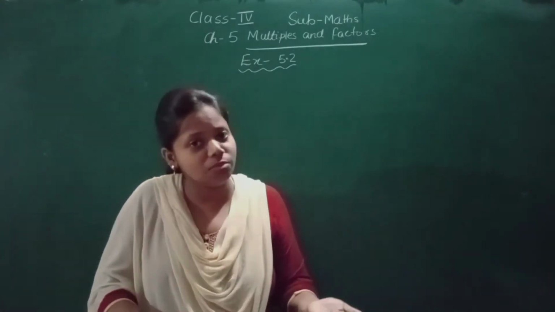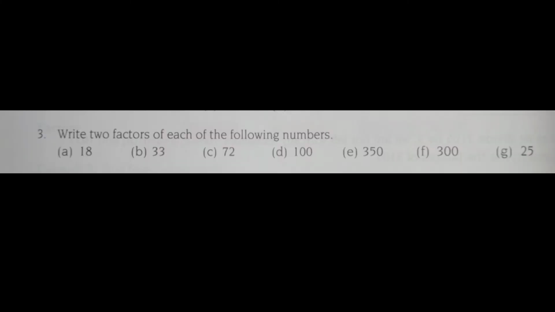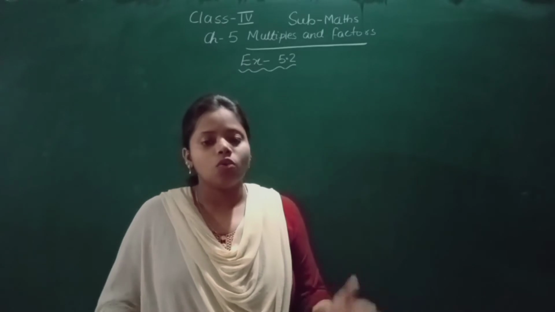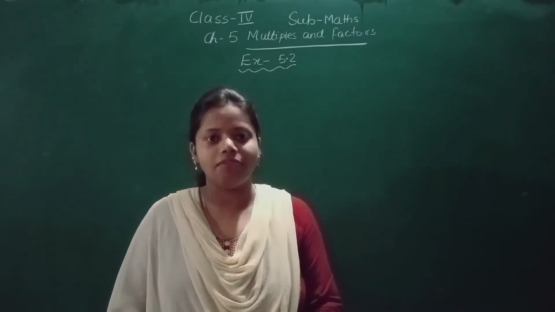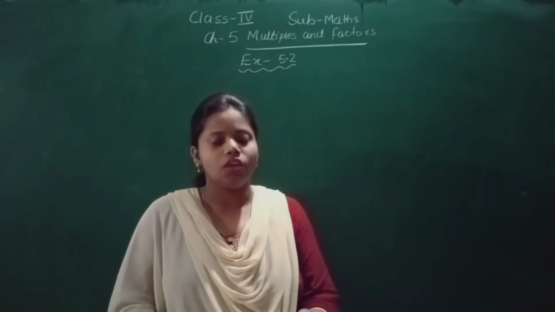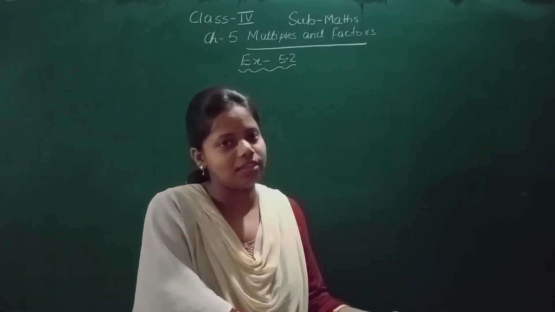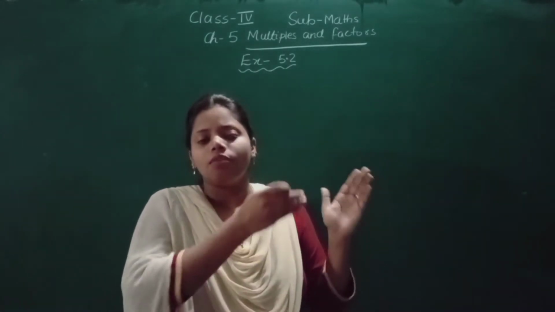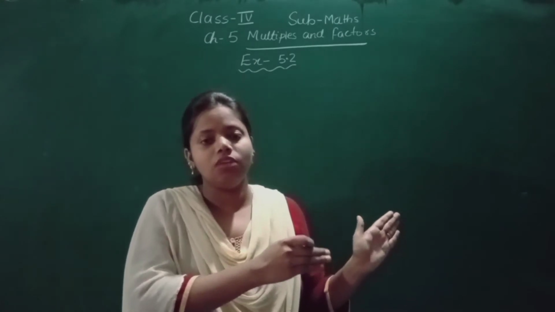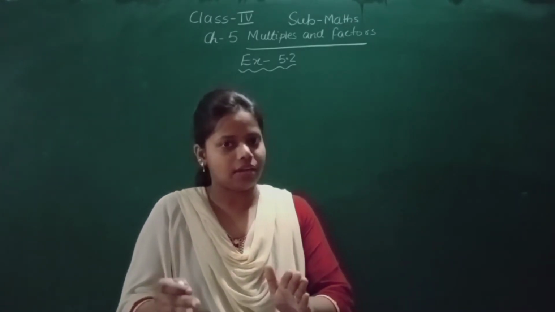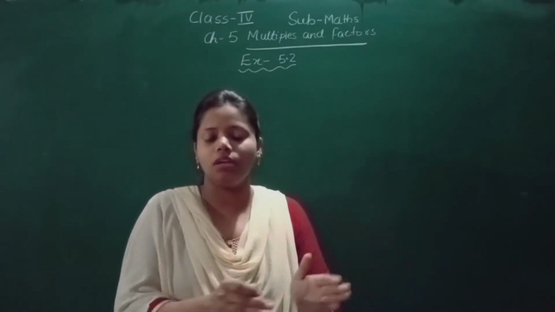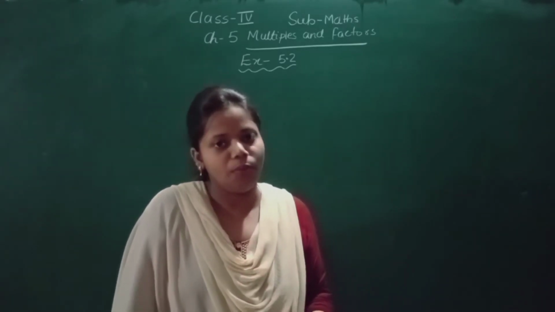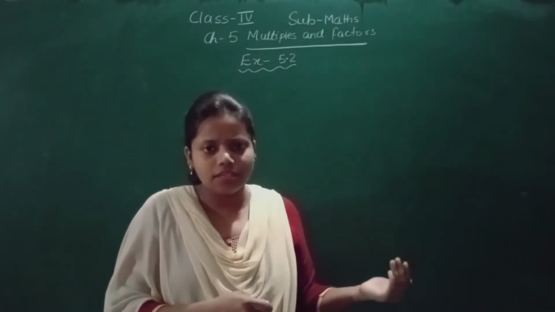So let us see what is question number 3. Question number 3: write 2 factors of each of the following numbers. So question number 3 tells us that we have to write 2 factors. You know what factors are, as I taught you in my previous online class. Whatever number is given, we will see in which table that particular number comes. Factor means we will see in which table that particular number comes. In simple terms, keep this in your mind. So let us do question number 3.